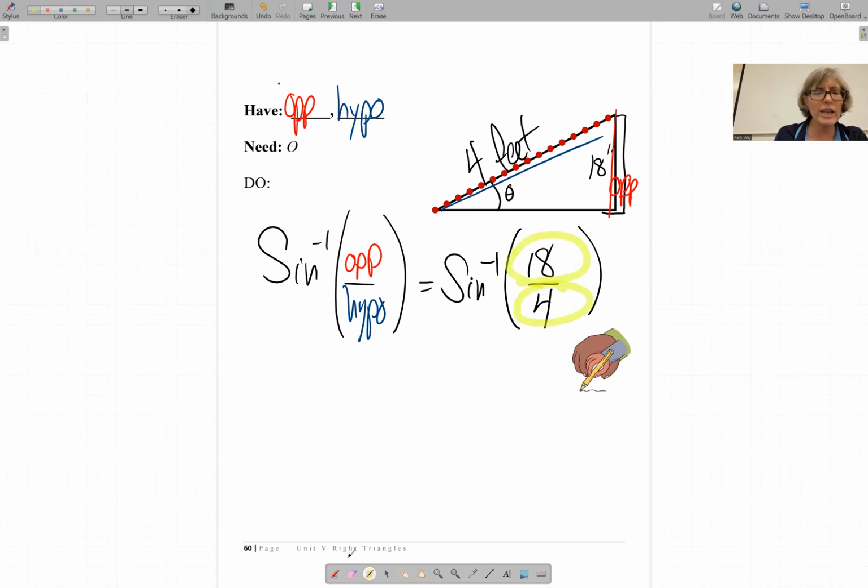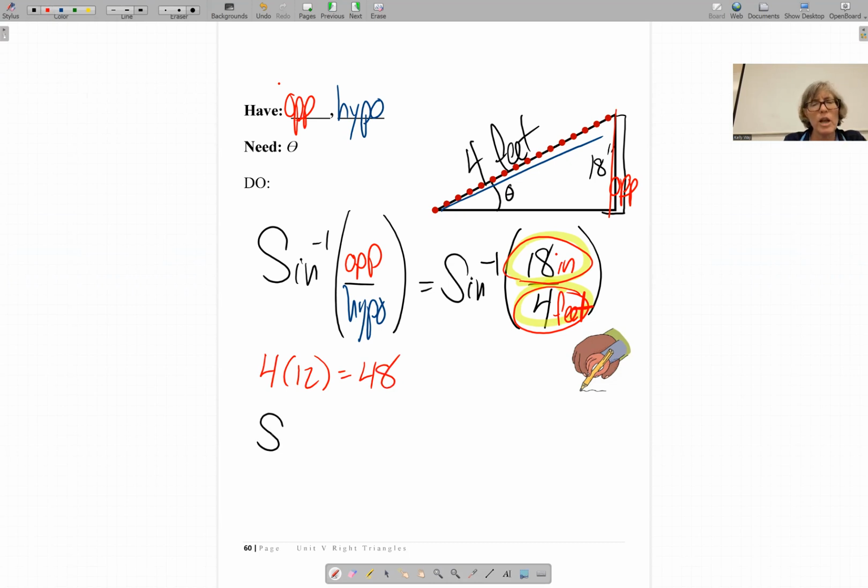So what you should have accounted for if you wanted to earn an improving point, watch out for units. This is 18 inches. This is 4 feet. So you need to go one of two ways. Either you take the inches into feet or the feet into inches. I don't care which way you go. I'm going to take this into inches. So we're going to go 4 times 12, 48. So in inches, it would look like this. Inverse sine, 18 inches over 48 inches.